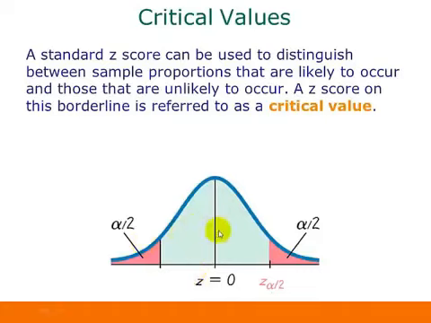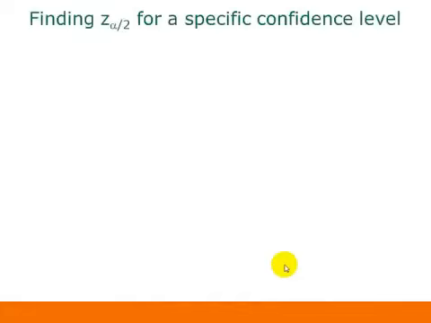So here's a picture of our normal distribution, our standard normal distribution. So we have a mean of 0 and a standard deviation of 1. So our critical values are going to be the ones that are on a borderline between sample proportions that are likely to occur and sample proportions that aren't likely. So anything in between these two would be the ones that are likely to occur. Anything in those 2 tails is going to be something that's unlikely to occur. Now, we'll need to find those critical values in order to construct a confidence interval.